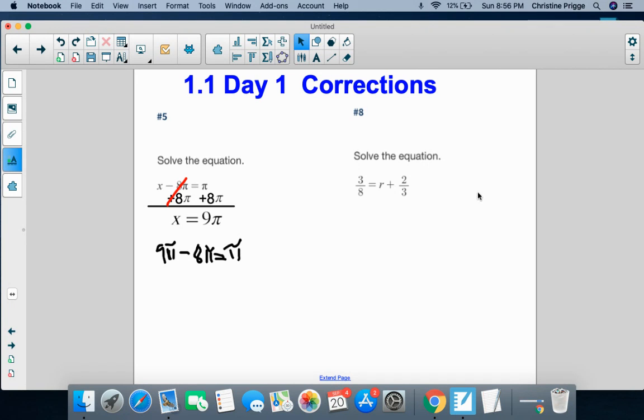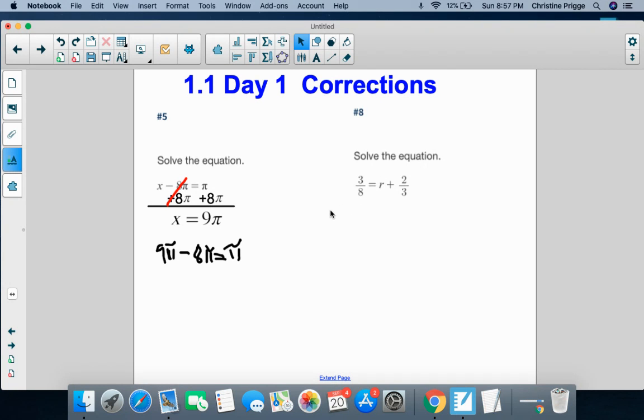All right, question 8. Solve the equation. Well, 3/8 equals a number plus 2/3. I see a lot of issues here. I'm dealing with fractions. I'm dealing with fractions that don't have a common denominator. So the first thing I'm going to do is I need to isolate my variable. I need to rewrite my equation. So when I rewrite my equation, that's when I realize, you know what?